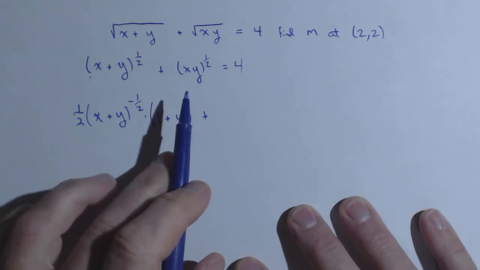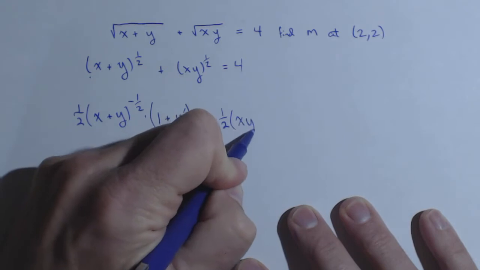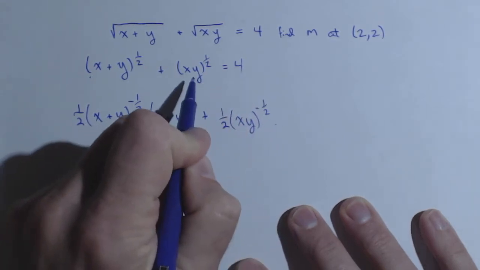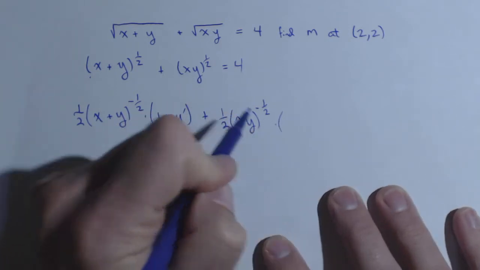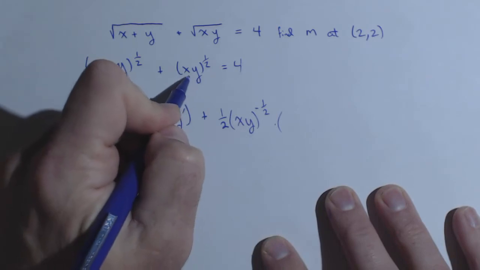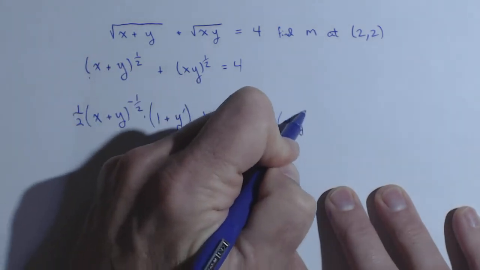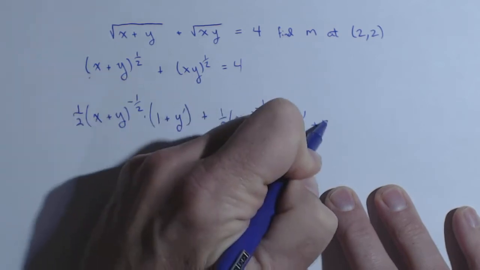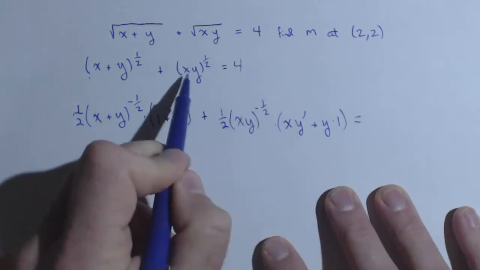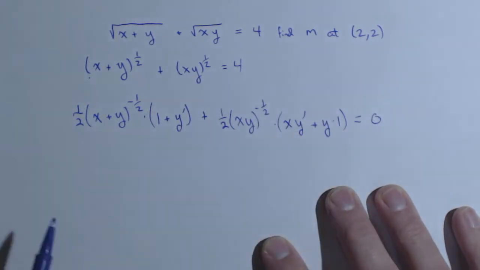This next one's going to be an interesting one, because we're going to start with our chain rule. So 1/2 times (xy) to the negative 1/2. Now when we do the derivative of the inside, it's going to require product rule, because we've got a product, x times y. So the derivative of the product is x, leave the x alone, times the derivative of y, which is y prime, plus y times the derivative of x, which is just 1. So that's the derivative of x times y. The derivative of 4 is 0.